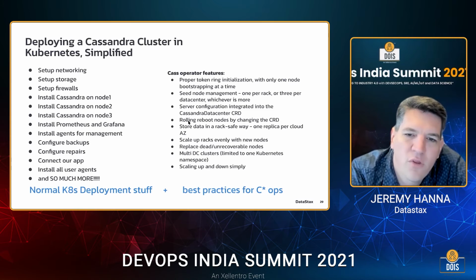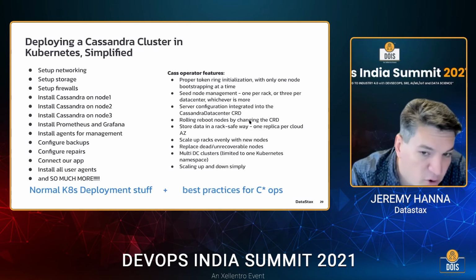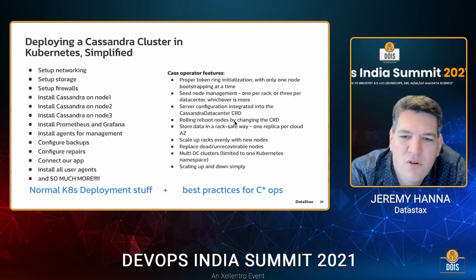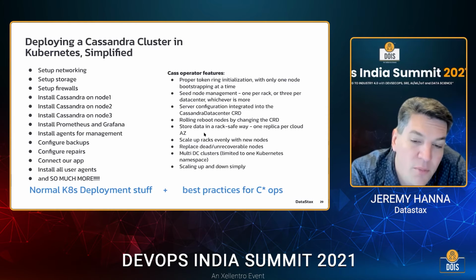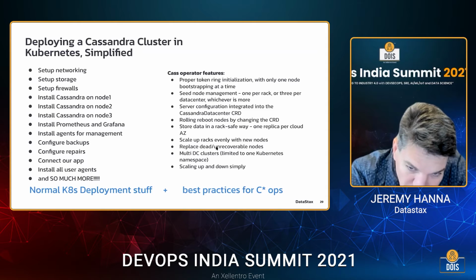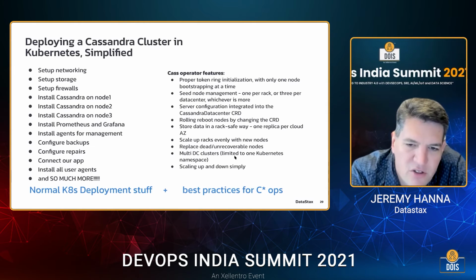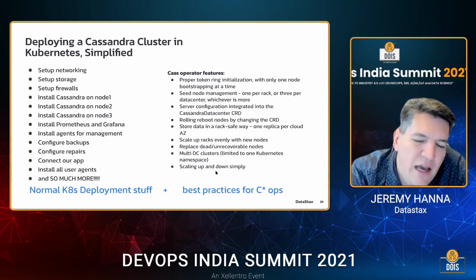It does, like I said, the rolling reboots of nodes when something has changed or when you're upgrading the version in a new container. And it stores data in a rack safe way. So it does one replica per cloud availability zone or per rack. And it sets up racks evenly with new nodes. So it does all that for you, and it replaces dead or unrecoverable nodes. The multi-DC clusters are limited to one namespace currently, and it allows you to do scaling up and scaling down very easily. And so it really tries to bake in, you're still in charge.